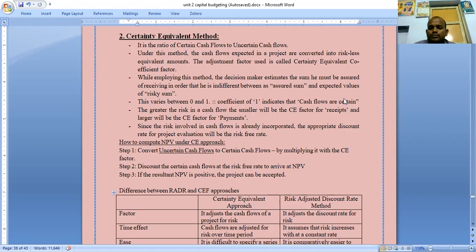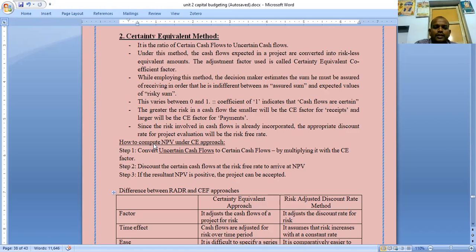So how are you going to evaluate that certainty? The certainty factor varies between 0 and 1. A coefficient of 1 indicates that cash flows are certain; 0 indicates the cash flows are uncertain. Since the risk involved in cash flows is already incorporated, the appropriate discount rate for project evaluation will be the risk-free rate.